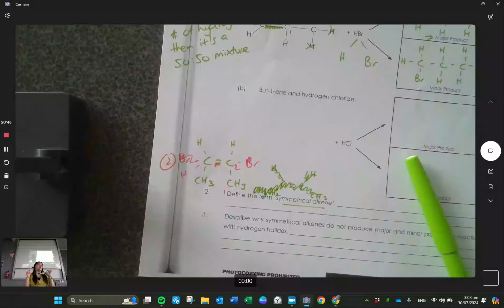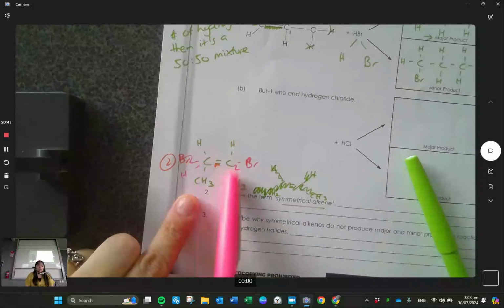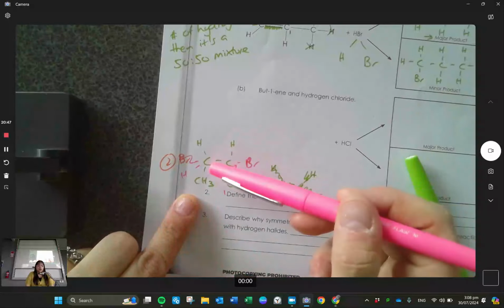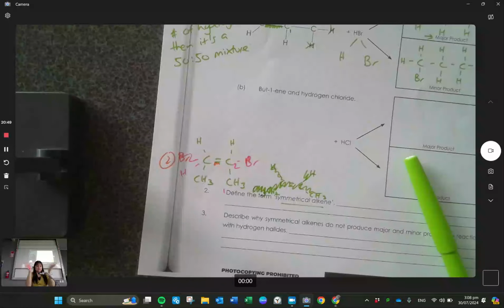So that's what they're referring to when they're talking about symmetrical. Do you want me to backtrack, Julia? Okay. So this is my carbon molecule that I'm breaking. I break it, it's symmetrical. So it's reflective of each other.